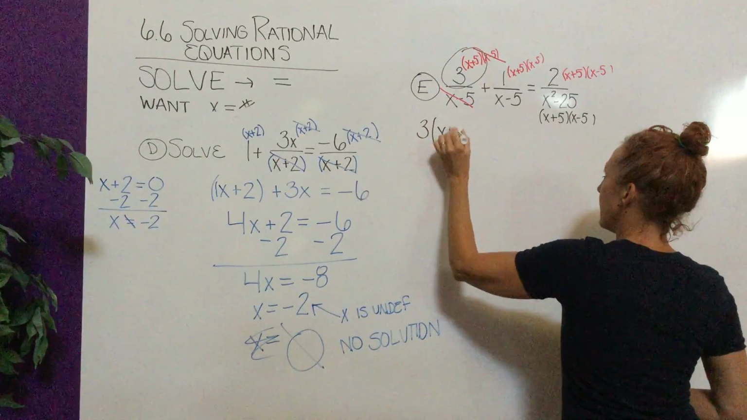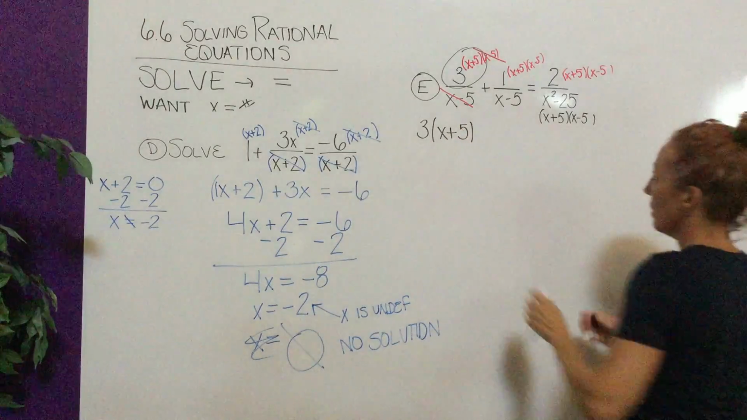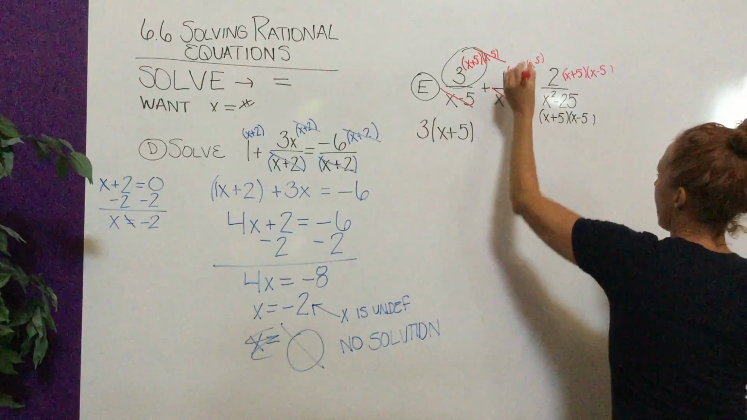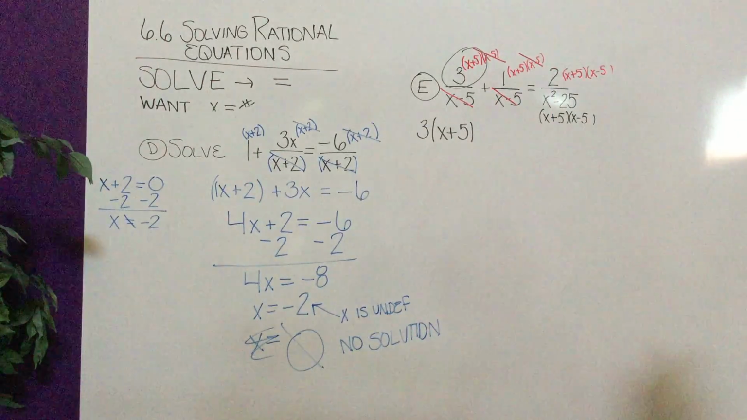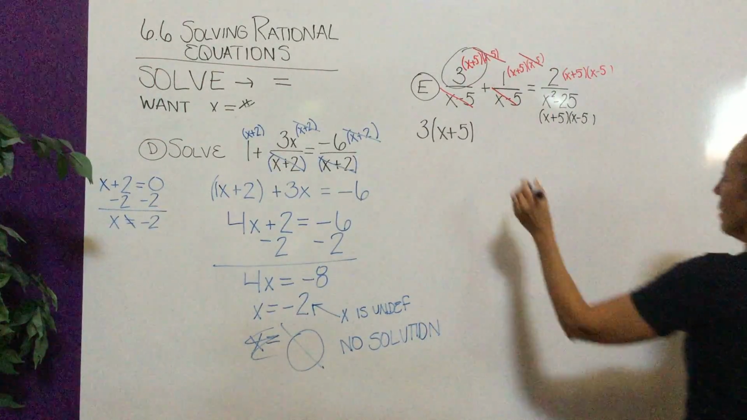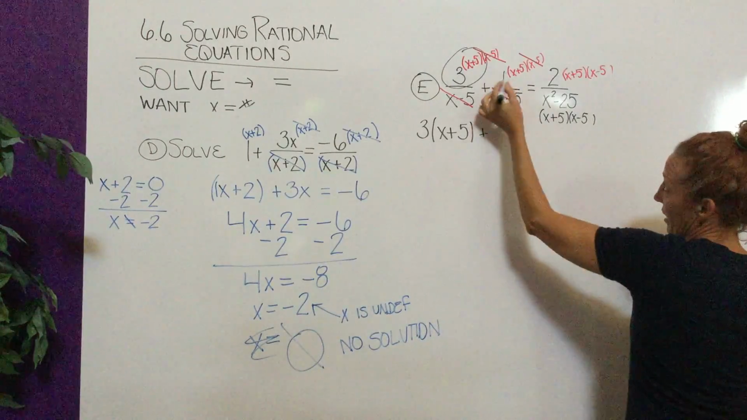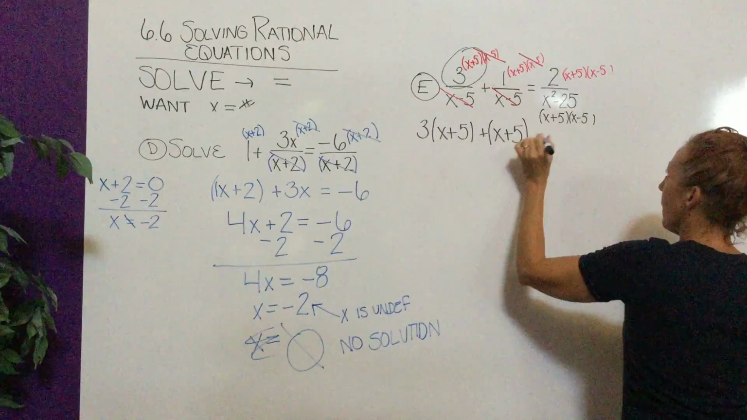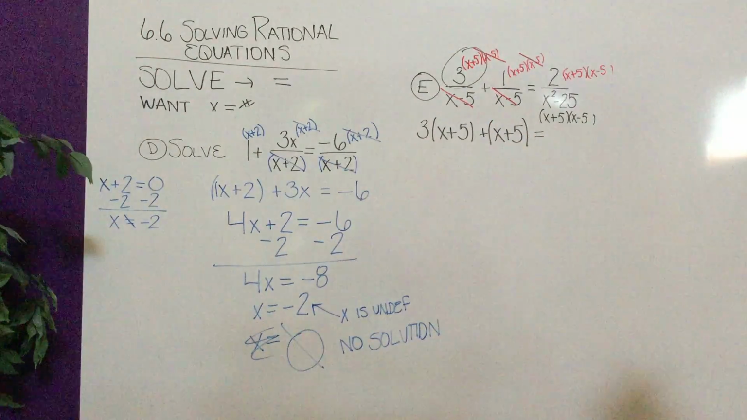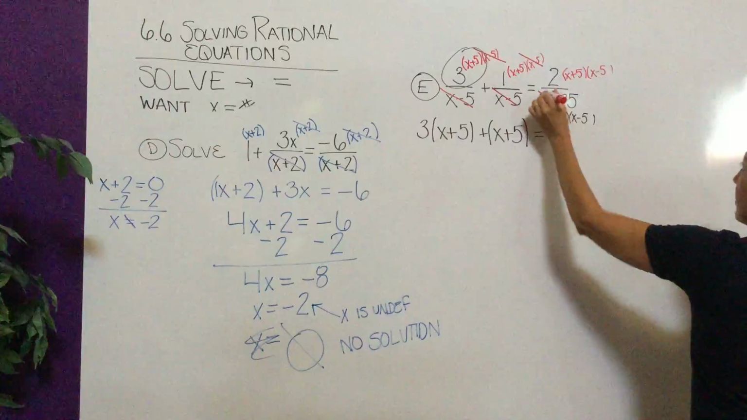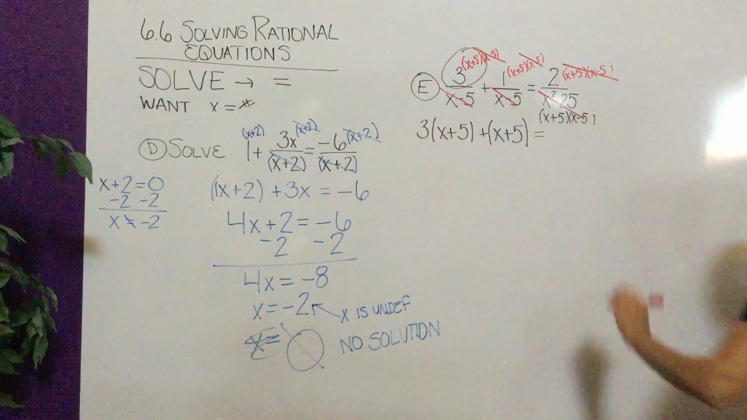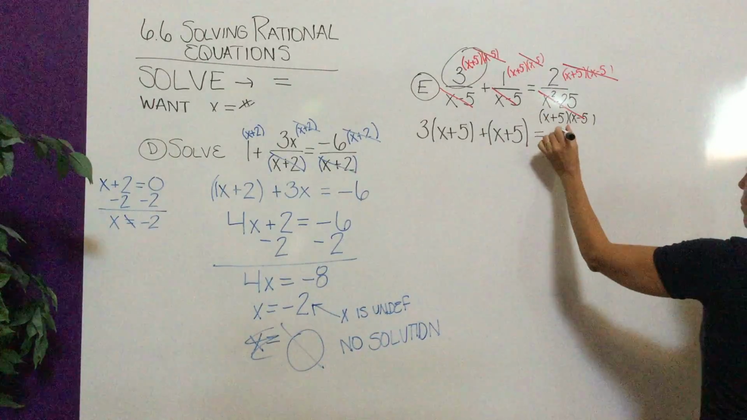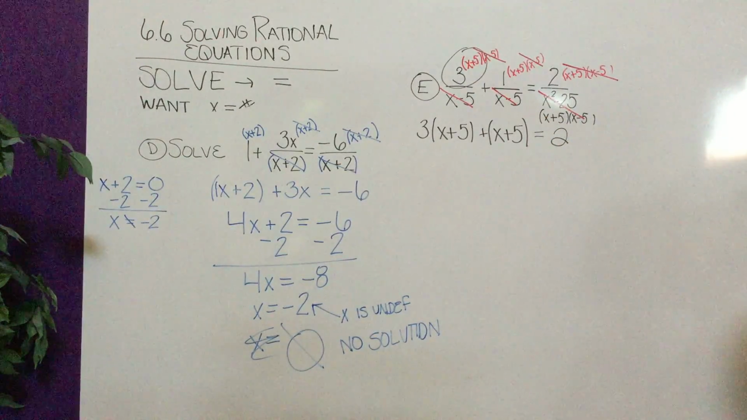3 parentheses x plus 5. Here, x minus 5 cancels, so what's left? Plus 1, but that's really not going to do anything, so plus another x plus 5 equals, this entire piece cancels with that, and so the 2 is the only thing that remains.